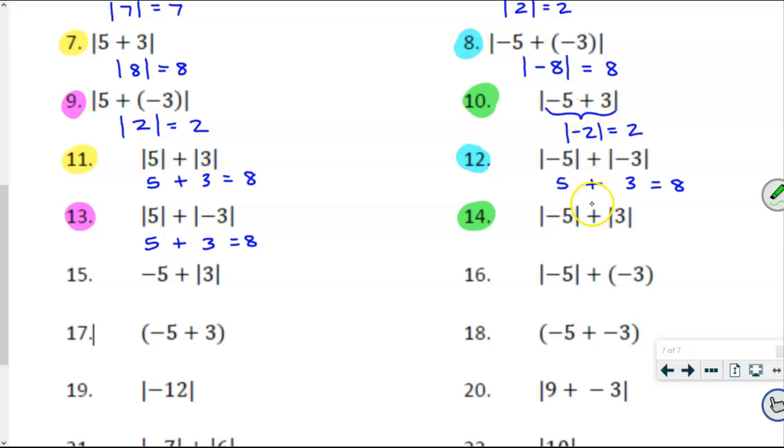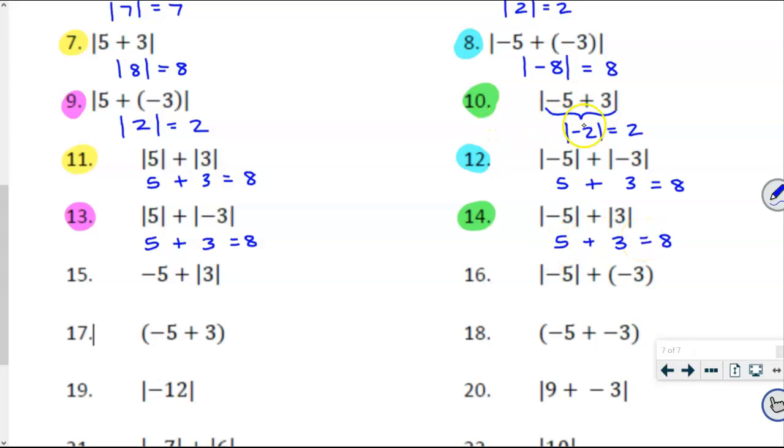Same numbers. Addition is happening inside the absolute value. Addition is happening outside the absolute value. Is it going to make a difference? The absolute value of negative 5 is 5. The absolute value of 3 is 3. And 5 plus 3 is equal to 8.